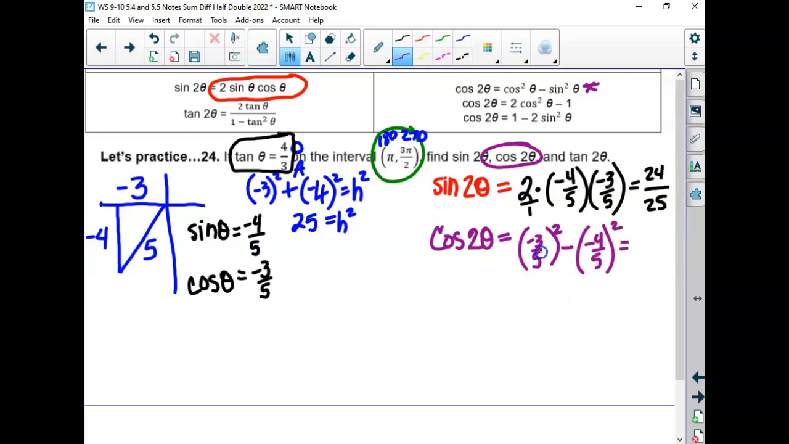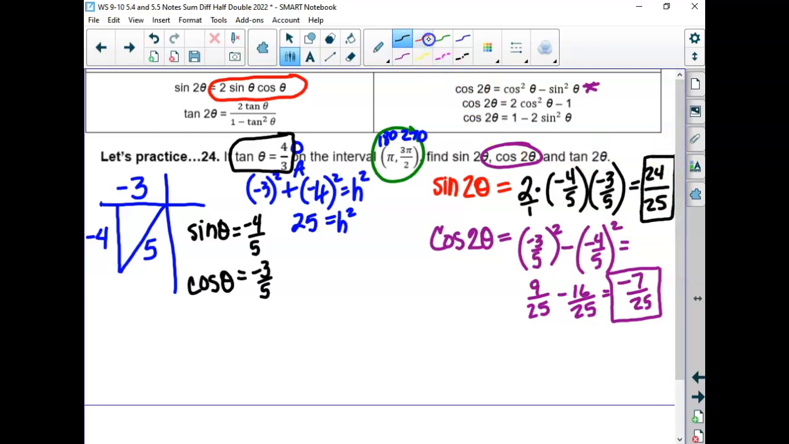You can use your calculator. Just make sure those negatives end up inside the parentheses or you ignore them completely. But this should be 9 over 25 minus 16 over 25 is, I got negative 7/25. Did anybody use their calculator and get that? Everybody okay?